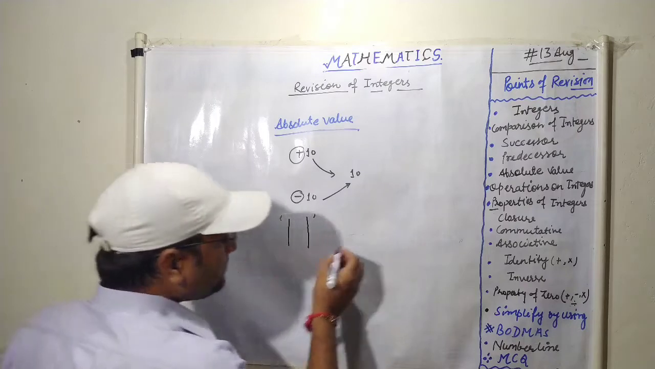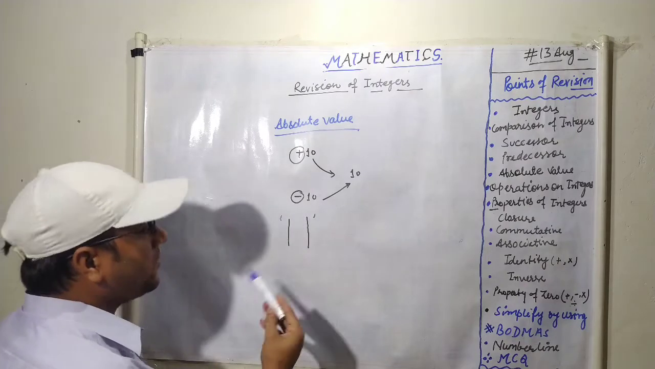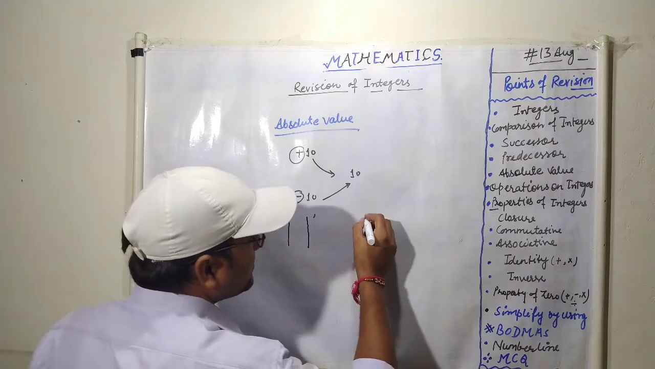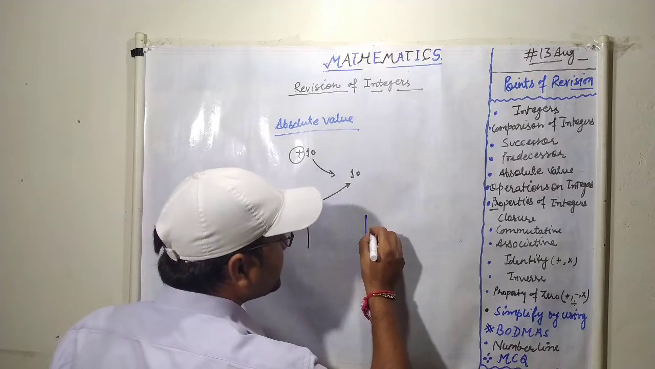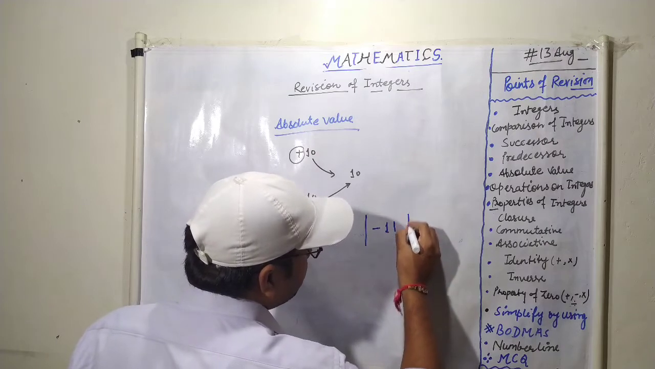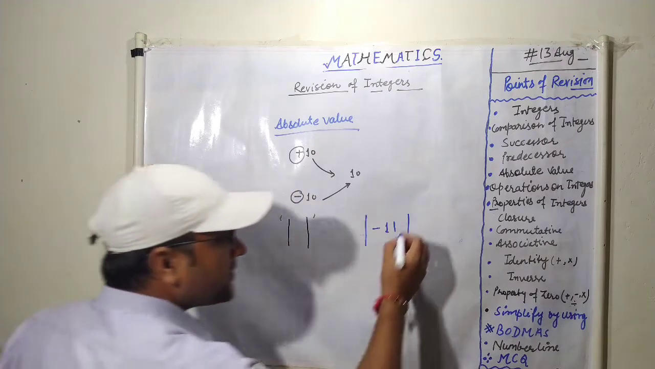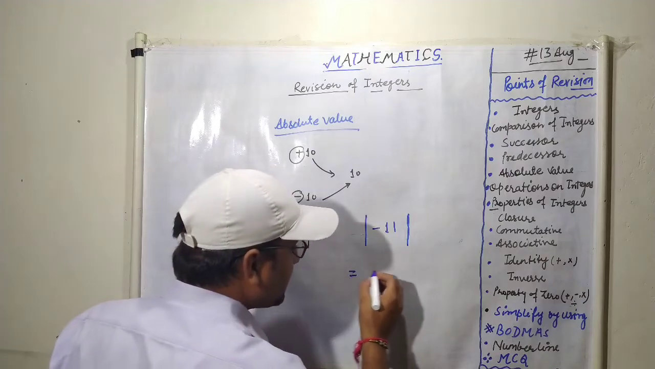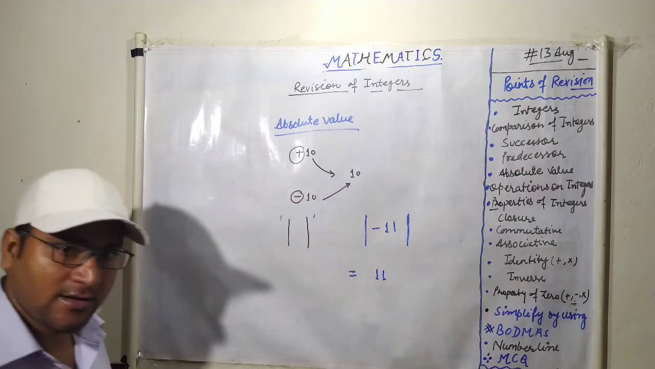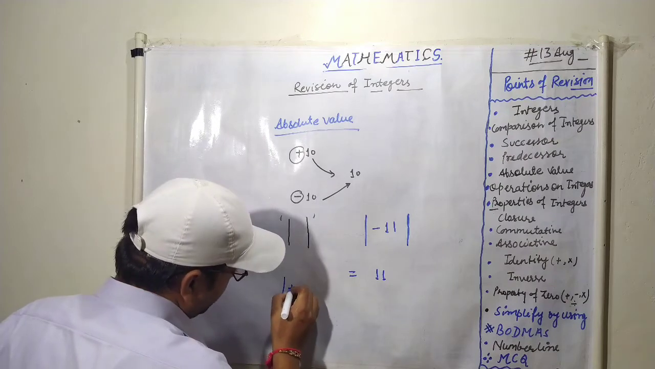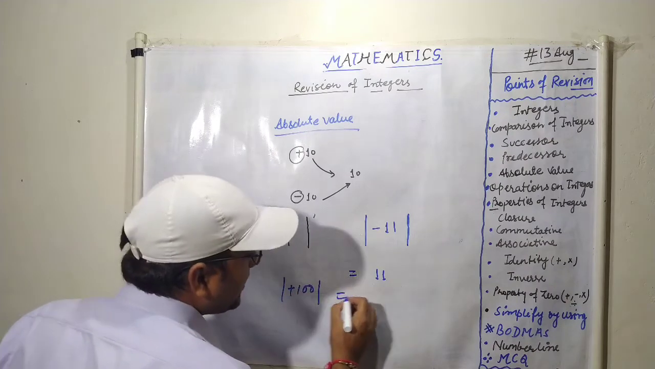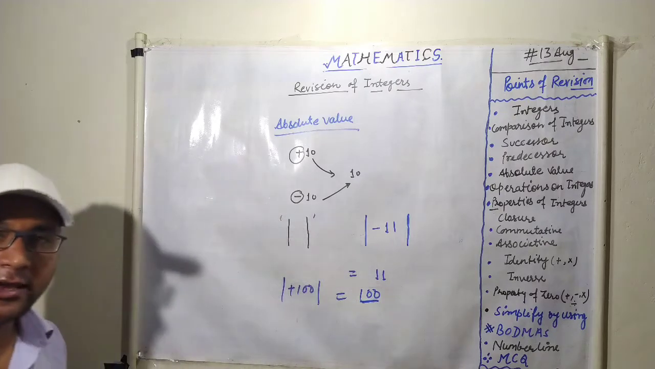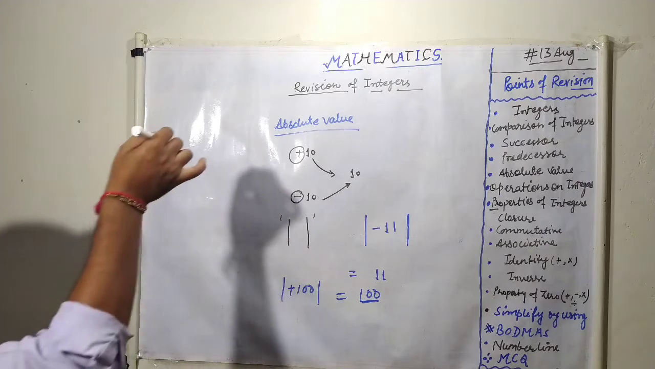Suppose it is written, find the absolute value of minus 11. If it is written like that, you will read it as the absolute value of minus 11. So that is 11. Absolute value of plus 100 is only 100. Without the sign, you will take the numerical value only. So this is known as the absolute rule.